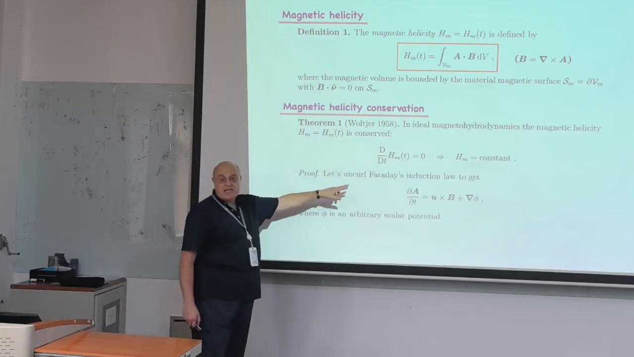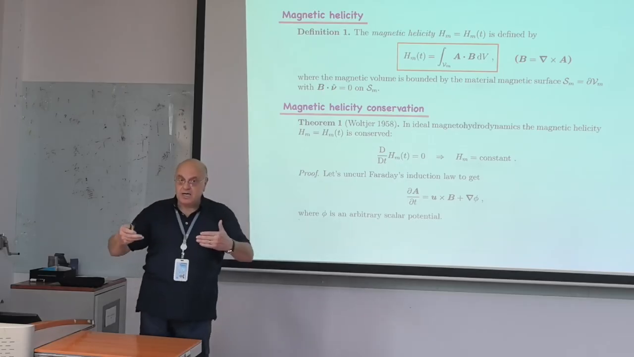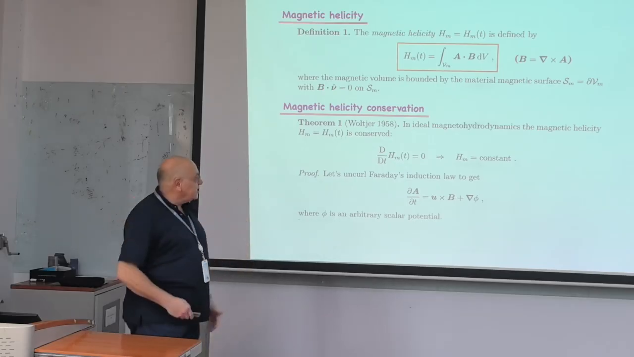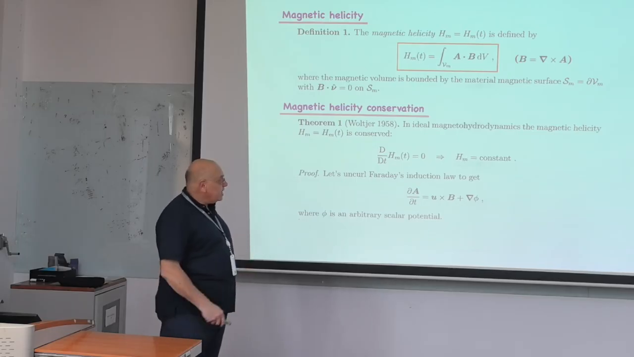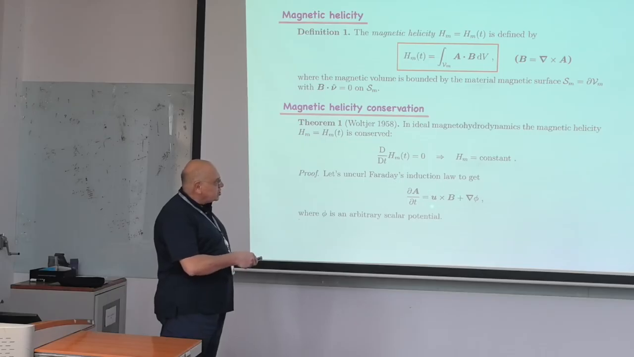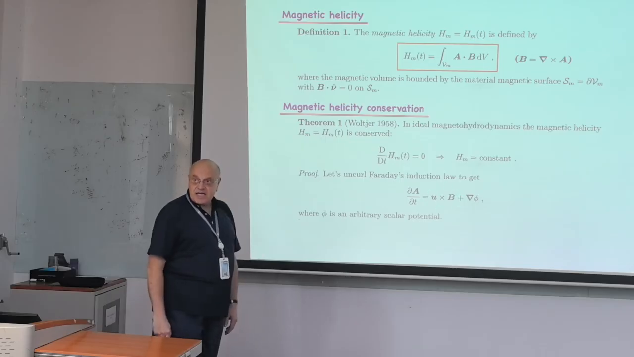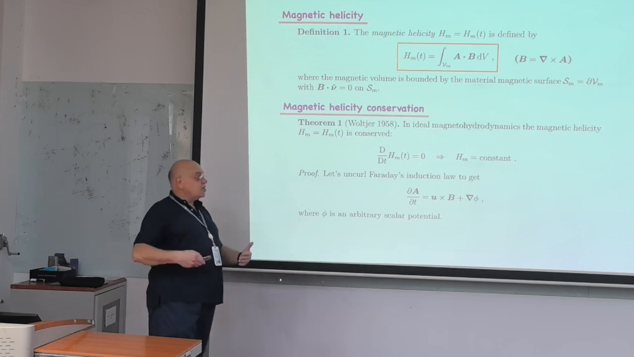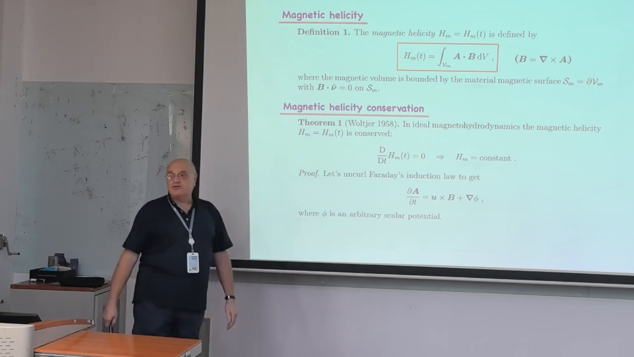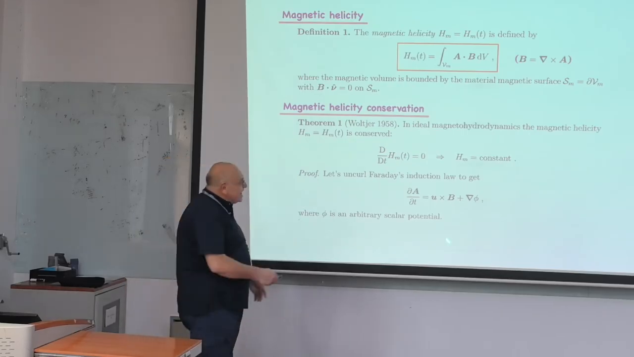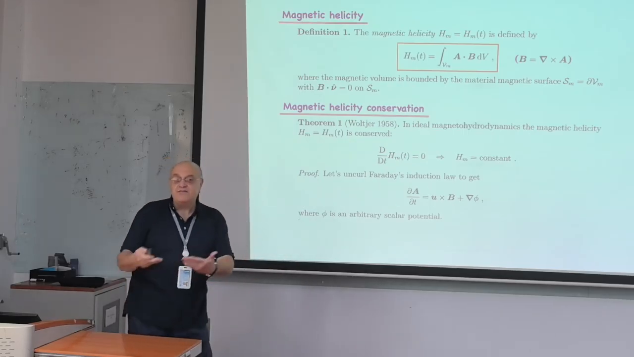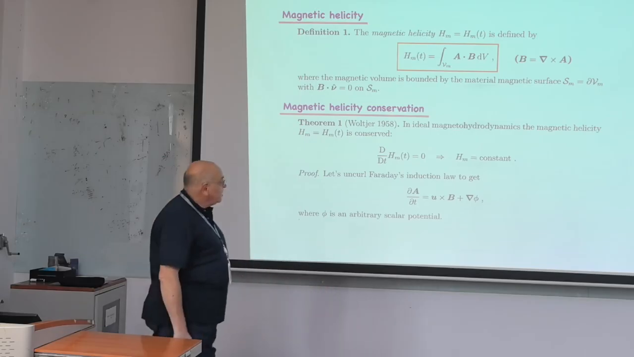The derivation goes like this. We take the Faraday equation I showed you, and we uncurl it. If we uncurl it, we have just the vector potential associated with B, and of course, when we uncurl it, we have to introduce a potential, grad phi. Okay, so this is basically the potential version of Faraday's equation.